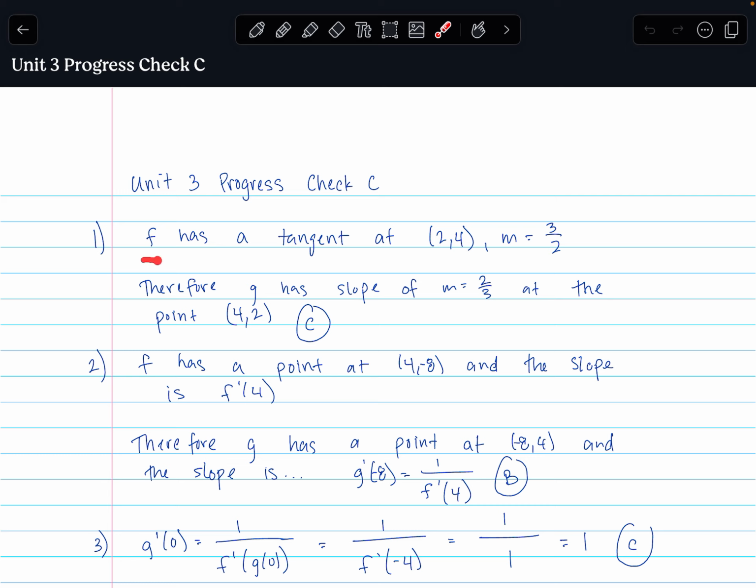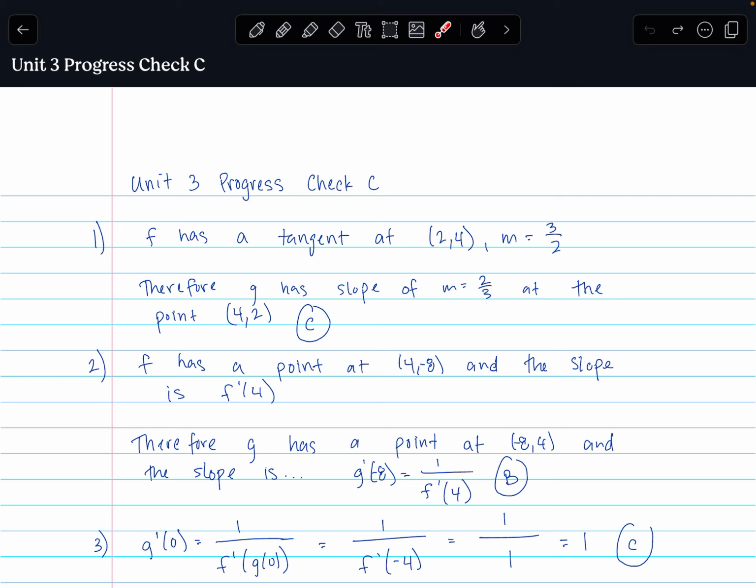So f, I know, has a tangent at the point (2, 4), and its slope is 3/2. If you look at the slope of the tangent line, you can count that the slope is 3/2. Therefore, g is going to have a slope of 2/3, but at the point (4, 2). And so that basically just reduces down to g prime of 4, because we're at the value of 4, is going to be equal to the reciprocal that we have stated here. So 2/3. So that's going to have to be C.